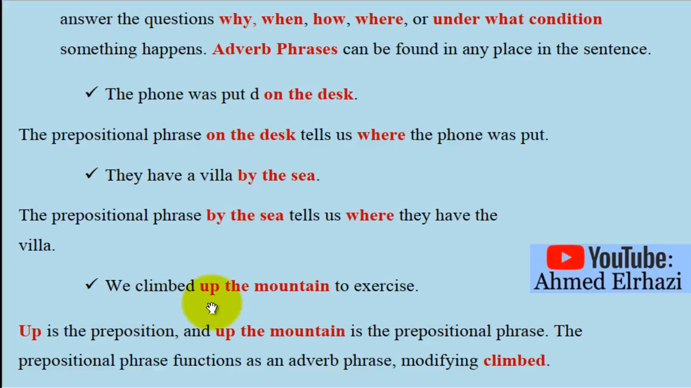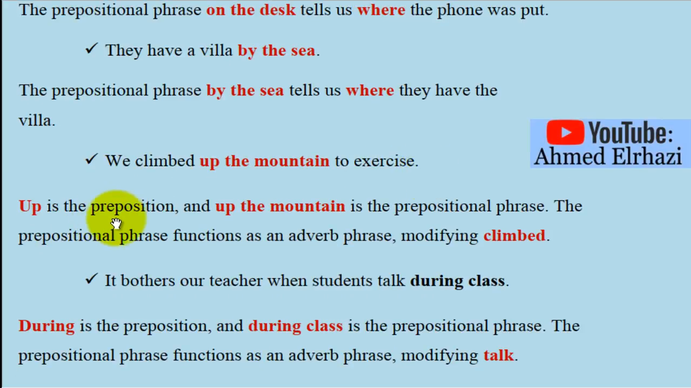We climbed up the mountain to exercise. Up the mountain. Up is the preposition, and up the mountain is the prepositional phrase. The prepositional phrase functions as an adverb phrase. It modifies the verb climb.